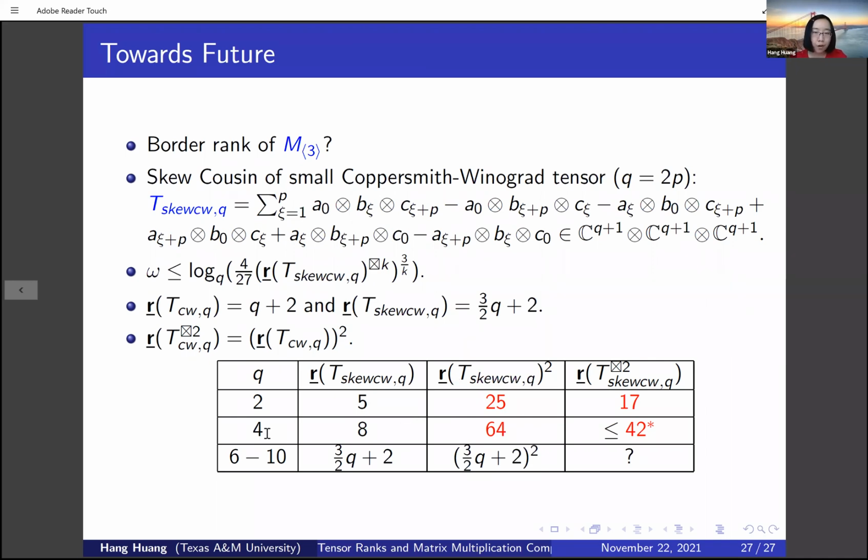And for q equals 4, the square of the border rank is 64. For the border rank of the Kronecker square, we have strong numerical evidence that it is bounded above by 42. This is just numerical evidence. We are trying to see whether this is exactly 42 using our enhanced version of the Apolarity method. We also plan to do the Kronecker cube, because we expect that the Kronecker cube will be the first case where we might beat the current best upper bound of the matrix multiplication exponent.